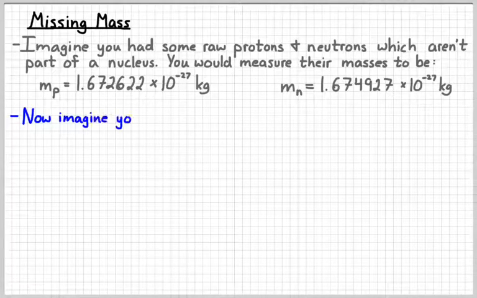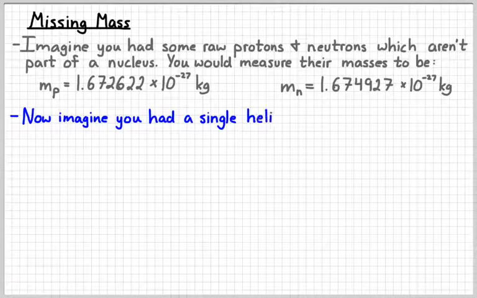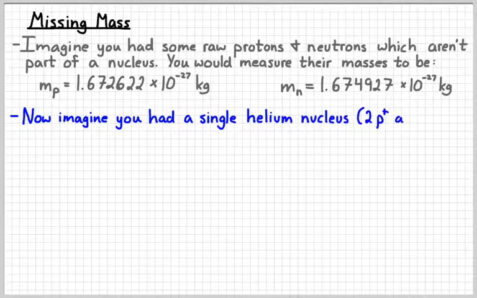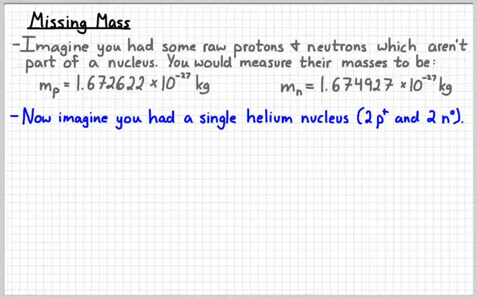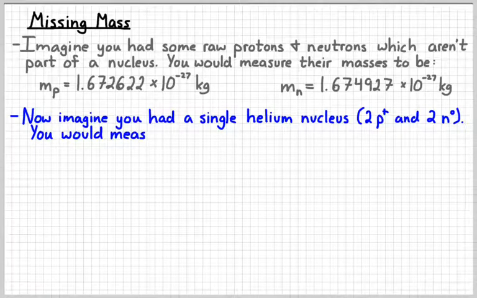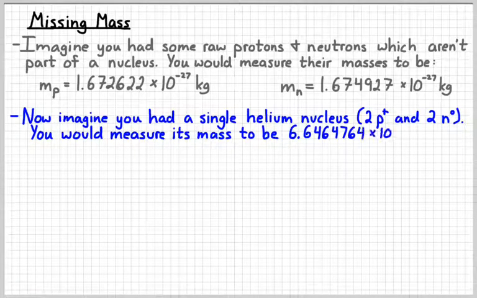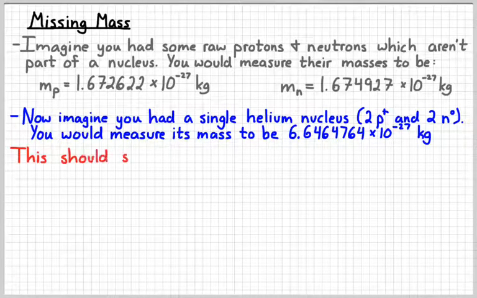Now imagine that you had a single helium nucleus. A helium nucleus would have 2 protons and 2 neutrons. And you did the same thing. You measured its mass, which again is something we know how to do. If you did that, you would measure the helium nucleus's mass to be 6.64764 times 10 to the negative 27 kilograms, which should come as an absolute shock to you. I'll give you a second to let you collect yourself.